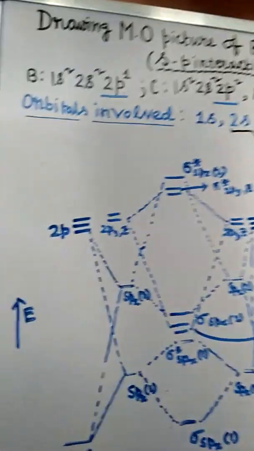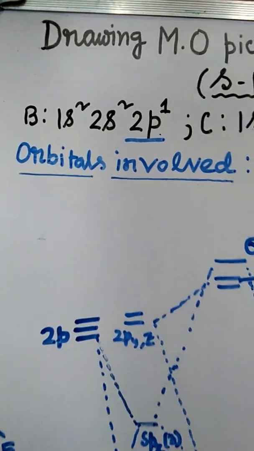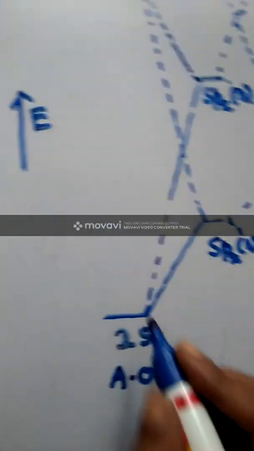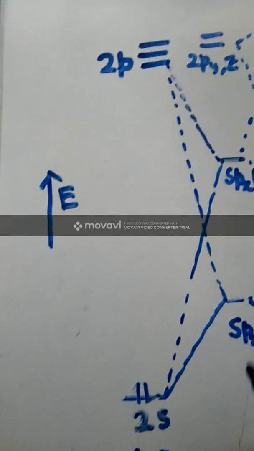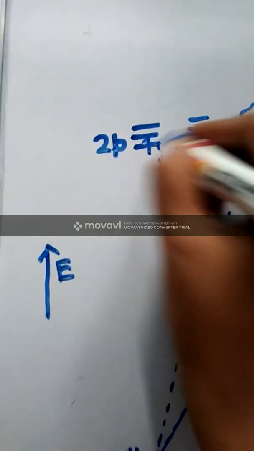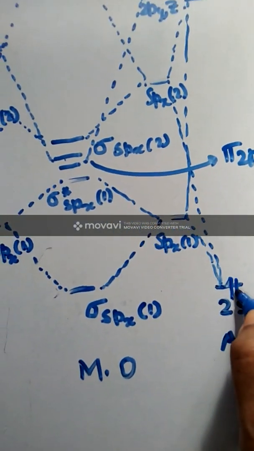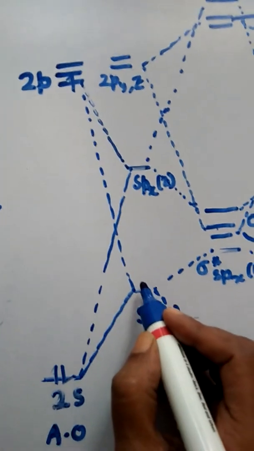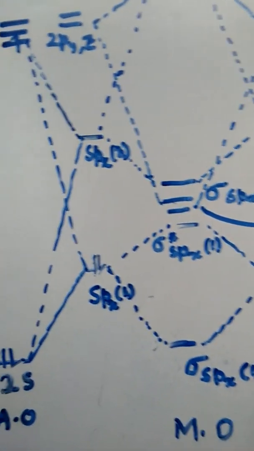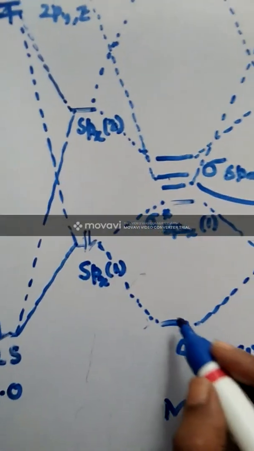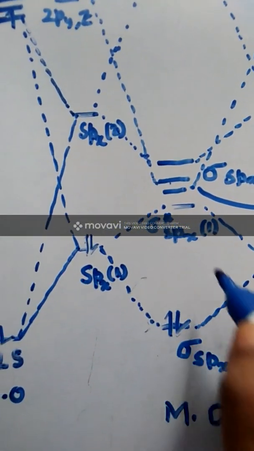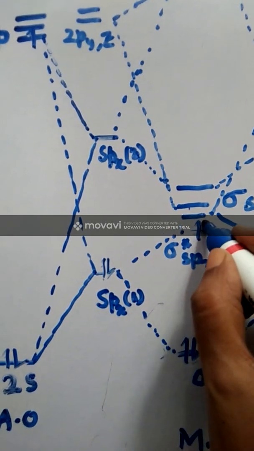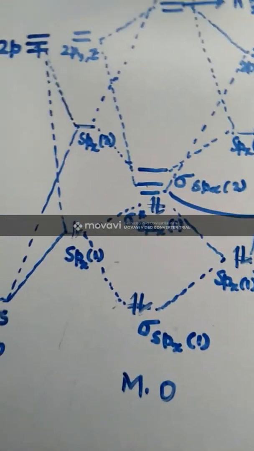We will start from boron. So boron has 2s2 2p1. So we will put 2 electrons in 2s and 1 electron in p. So what will happen? These 2 electrons will now come to the sigma SPX1 and in the MO they will be filled up, like in the sigma orbital you will have 2 electrons and in sigma star you will have 2 electrons.